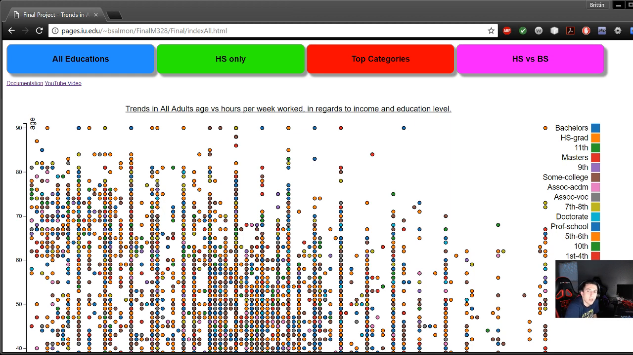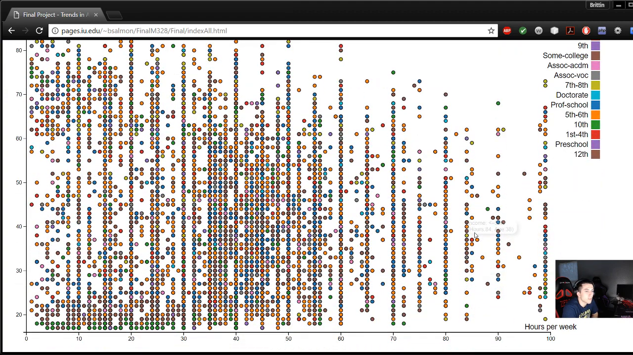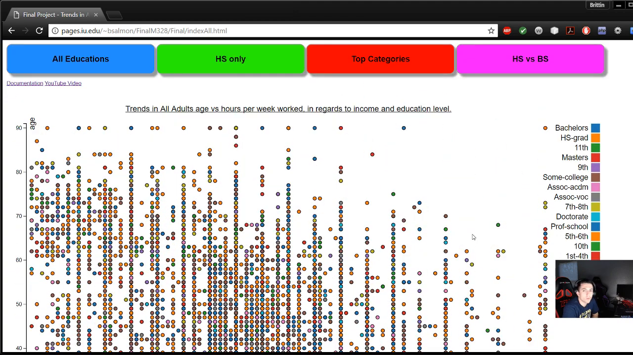We ended up using age and hours per week worked as our X and Y axis. If you look at the visualization here, you'll see that age and hours per week worked are the axes that are listed. Those were the only two that really had numeric data that we could actually use as an axis. Most of the other attributes were all categorical, so it made it hard to use those data columns as any type of axis. So we ended up going with those two. We were trying to see what education levels and how income factored into how old you were and how many hours a week you worked.